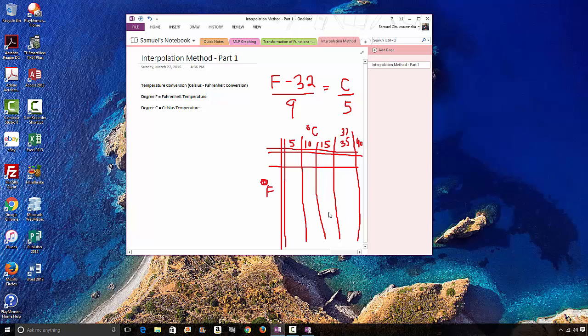Now how are you going to get the value for 37? So that is what we mean by interpolation. You have to interpolate between two values. You're looking for a value based on several other values that are there. So you have to interpolate between two values in order to find the value for 37 that you want.